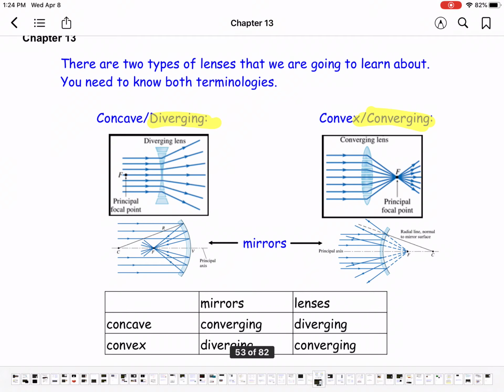Alrighty, chapter 13, lesson 6. We're going to be on to lenses. There are two types of lenses that we're going to learn about. You need to learn both terminologies, okay?